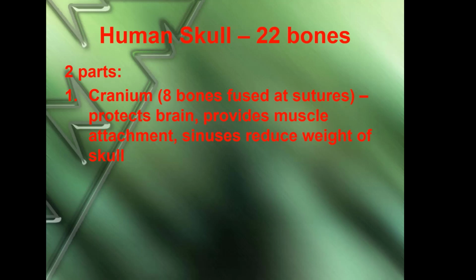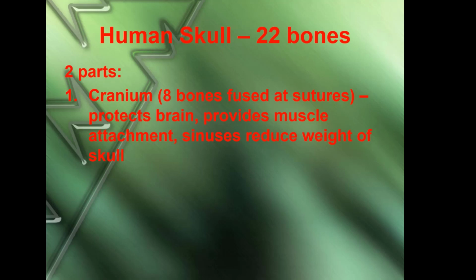Our lecture today will deal with the human skull. The human skull has 22 bones. It has two parts. The first part is the cranium. In the cranium, we have 8 bones fused at sutures.